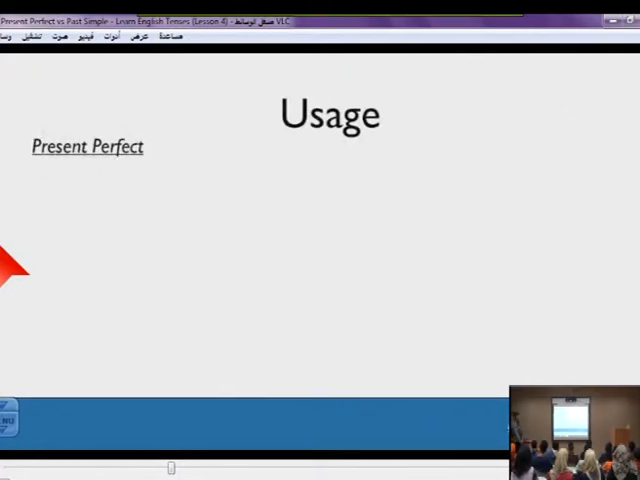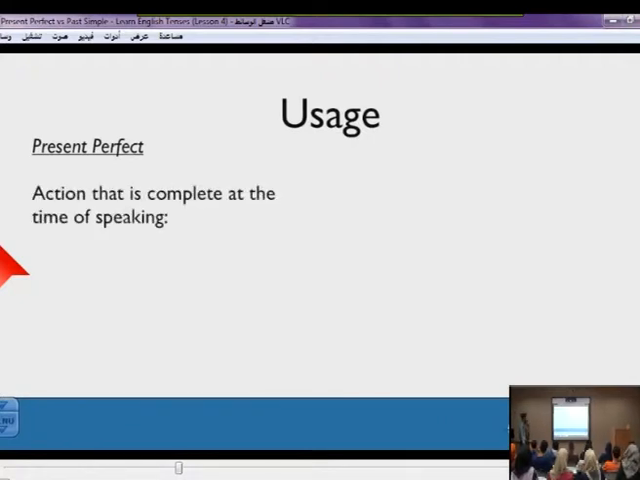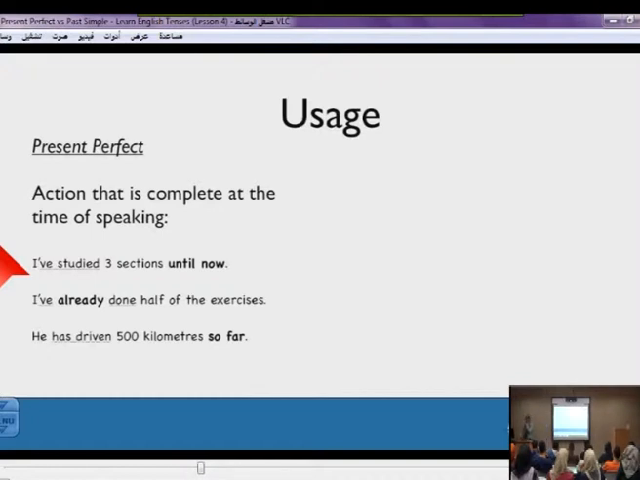Yeah, the usage. I recap on the usage of present perfect, which we looked at in the previous video. Action that is complete at the time of speaking. Okay. Examples were, I've studied three sections until now. I've already done half of the exercises. He has driven 500 kilometers so far. So it's important to keep in mind that if the action is completed now, while you are speaking, you use the perfect because it started from a point going through the past till the present time.